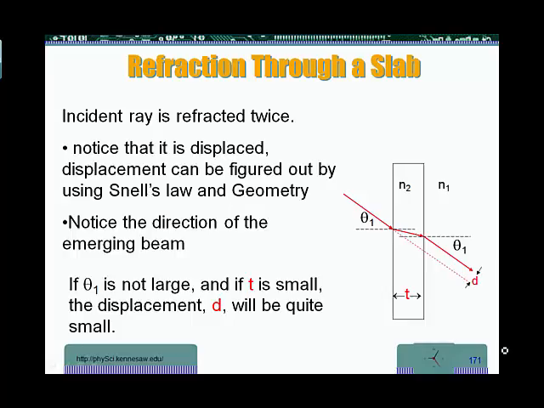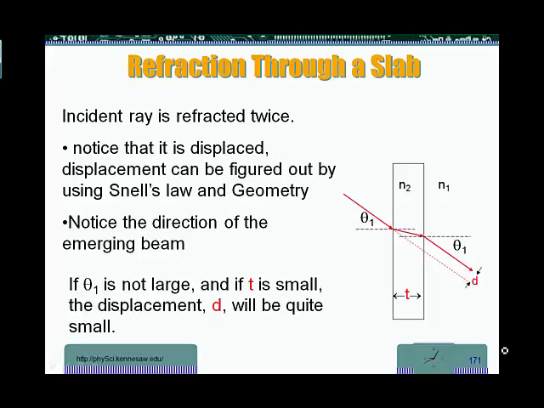One interesting exercise to explore is what happens to light when it goes through a slab of glass, like a glass pane in a window. Okay, let's look at this.